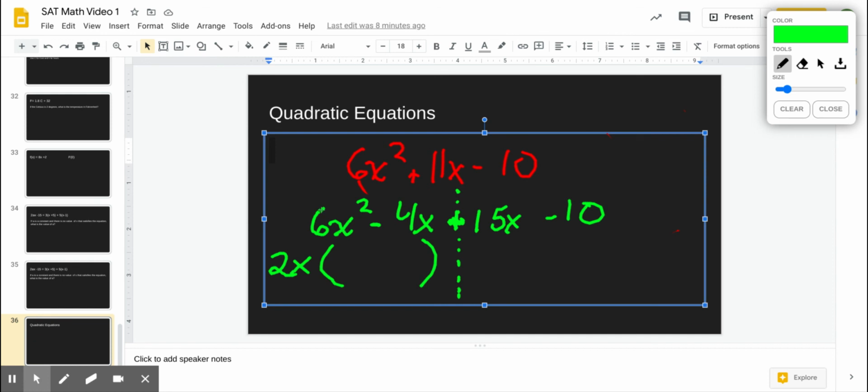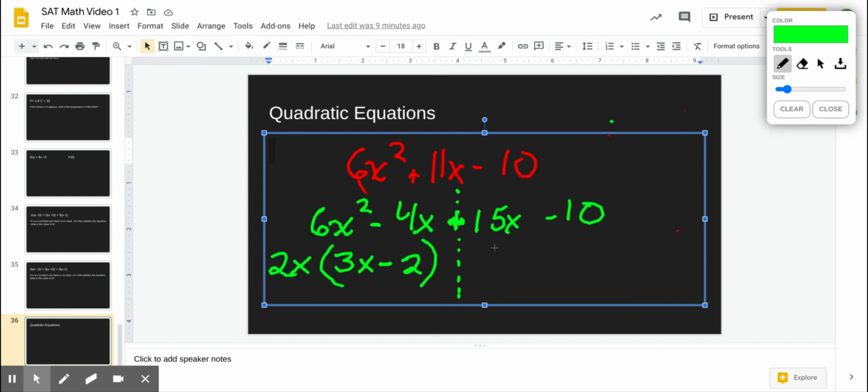How can we get 6x squared if we have a 2x? Well, we need a 3x, because 3x times 2x is 6x squared. And to get a negative 4x, we need a negative what? Negative 2. So 2x times negative 2 is negative 4x. Now, on the other side, for this to work, and if it doesn't work, we have to change the negative 4 and the 15. We have to bring the plus 15 to the other side and negative 4 to the 10 side if it doesn't work.